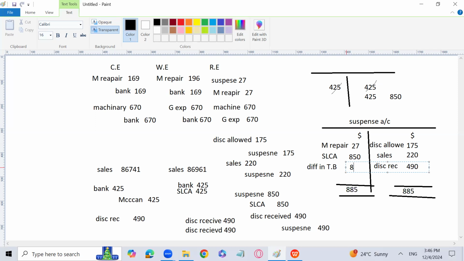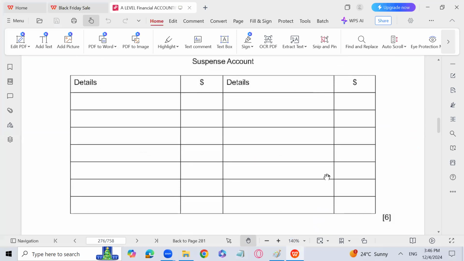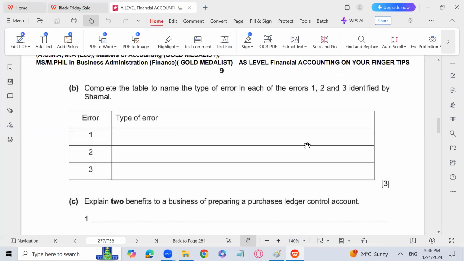I hope you understood it correctly, because that's quite simple, because it has all what we have already studied, but in a more squeezed manner. So the suspense account we have prepared. Next is complete the following table. Complete the following table to name the type of error. Number 1, the type of error is an error of transposition, digits key rotation.